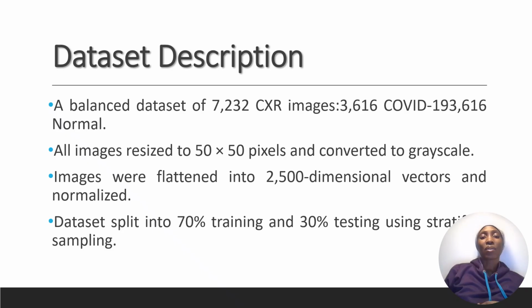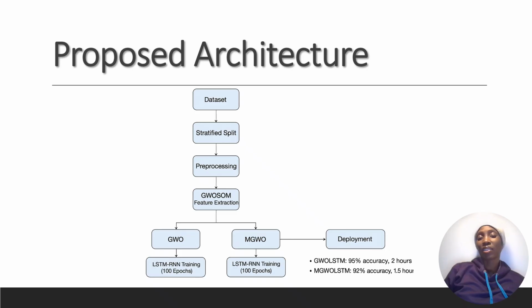The dataset used in this study was a balanced dataset that had 7,232 CXR images. All images were resized to 50 by 50 pixels and converted into grayscale. Images were flattened into 2,500-dimension vectors and normalized. Our splitting was 70 to 30: 70 percent for training and 30 percent for testing.